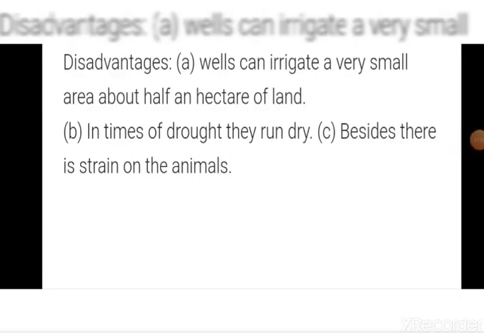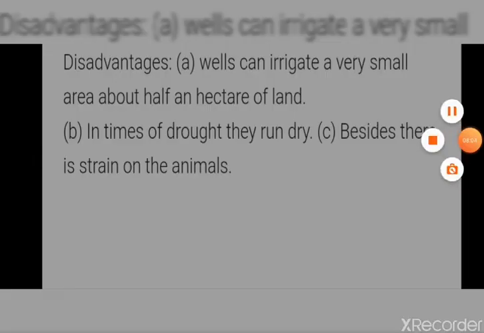Next, the disadvantages of well irrigation. The wells can irrigate a very small area, about half a hectare of land. Number 2, in times of drought they run dry. Number 3, besides, there is strain on animals.